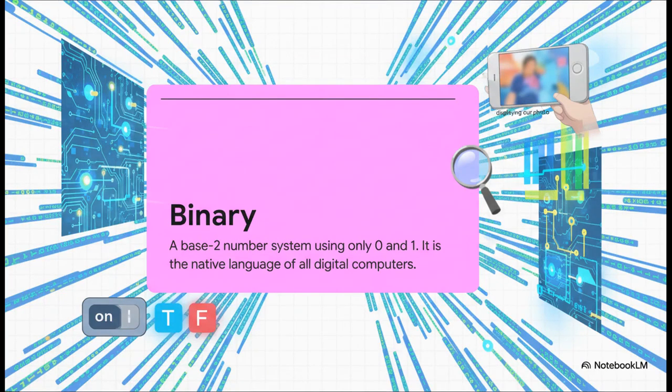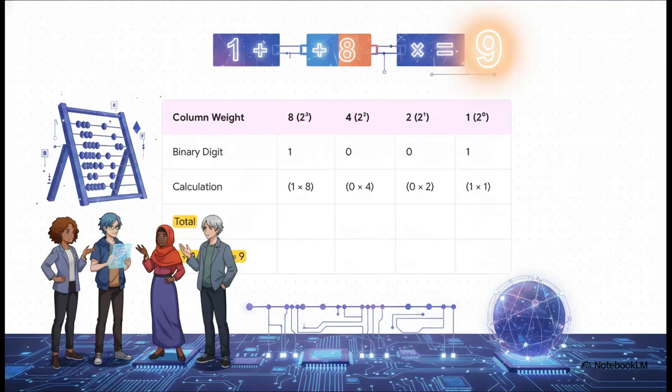Binary is a base 2 system. And everything, I mean absolutely everything a computer does, from running a complex program to showing you this photo, it all boils down to a sequence of just two little symbols, 0 and 1, on and off, true and false. That's it. It's the most basic, direct way to represent information with electricity. So how in the world can you represent any number you can think of with just zeros and ones?